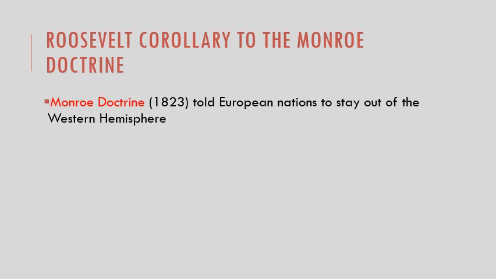Next thing to know is the Roosevelt Corollary to the Monroe Doctrine. James Monroe, back in 1823, when the U.S. was a very young nation with not a strong navy, told European nations to stay out of the Western Hemisphere. Any problems with Latin America would be the U.S.'s problems and not of Europeans. The U.S. at that time had no real power to enforce this, but European nations largely obliged the Monroe Doctrine.